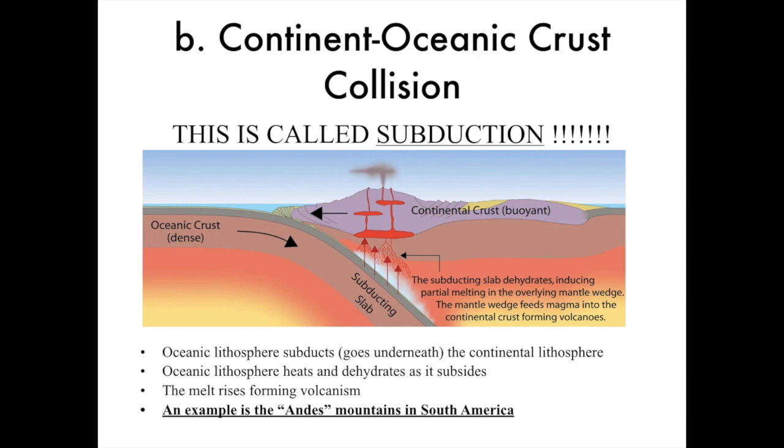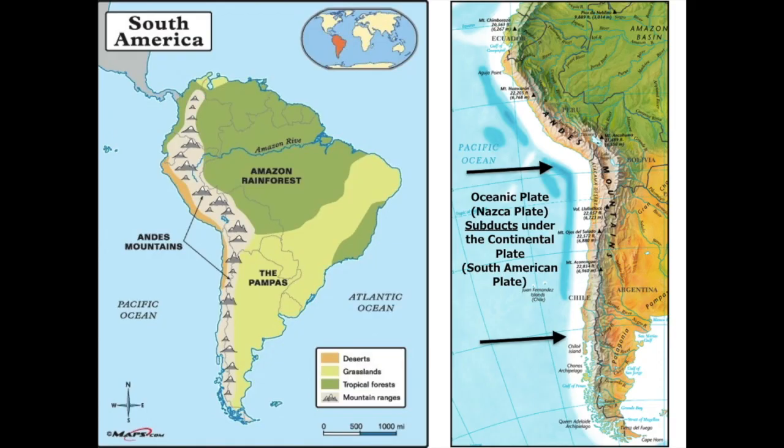A great example of this was South America. We said the Nazca plate going under the South American plate, and that's creating the Andes Mountains. And you can see that here. The Nazca plate gets pushed under, and you can see the Andes Mountains are all on that west side. There's no mountains on the right side because there's no plate boundary forcing those mountains to be created.